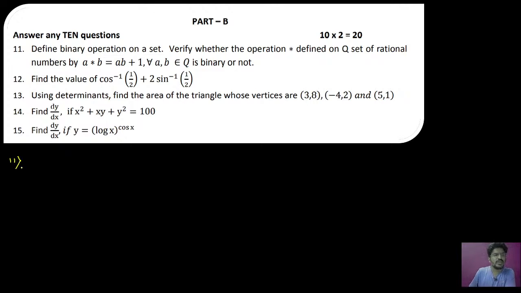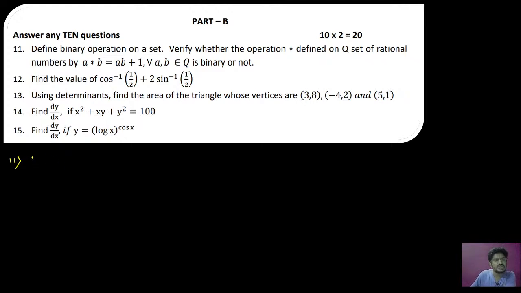Now you see part B, question number 11. That is, define binary operation on a set. Verify whether the operation star defined on Q, the set of rational numbers, by A star B equal to AB plus 1 for every A, B belonging to Q, is binary or not. So that means here we have to define the binary operation. Next we have to verify whether the star defined on Q as A star B equal to AB plus 1 is binary or not. Okay. So first we shall write the binary operation definition.